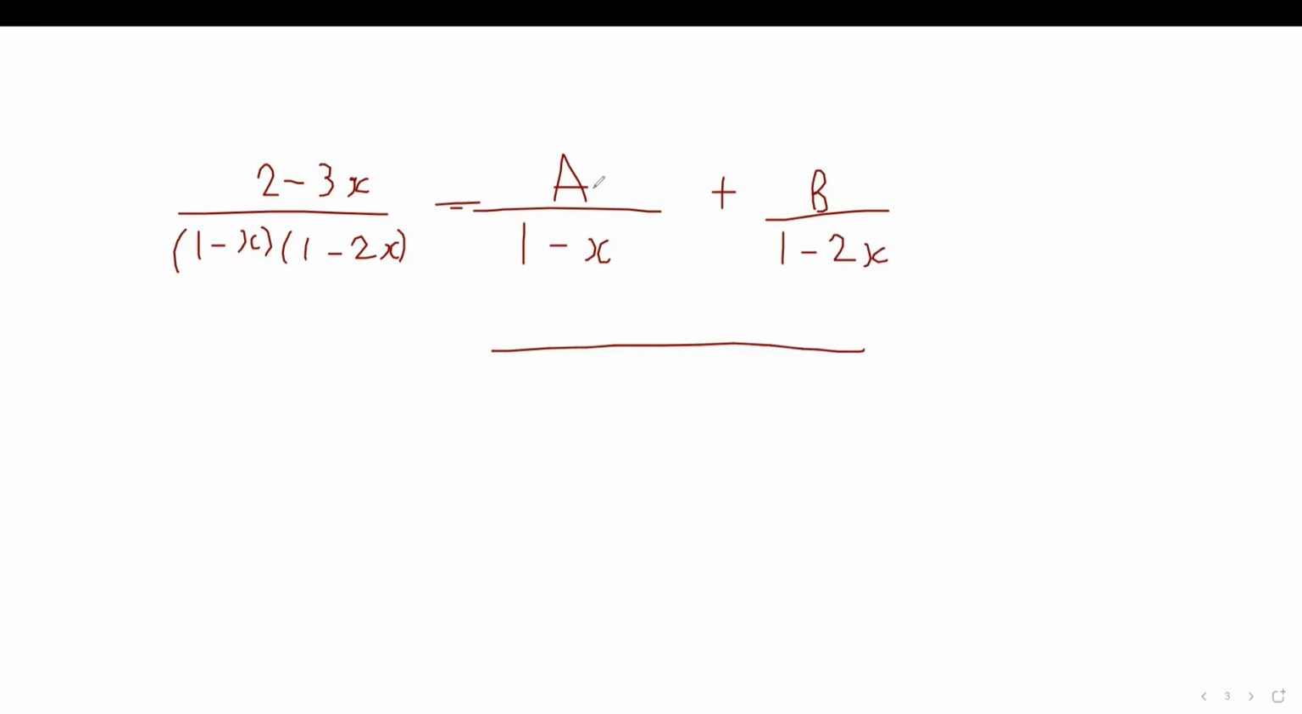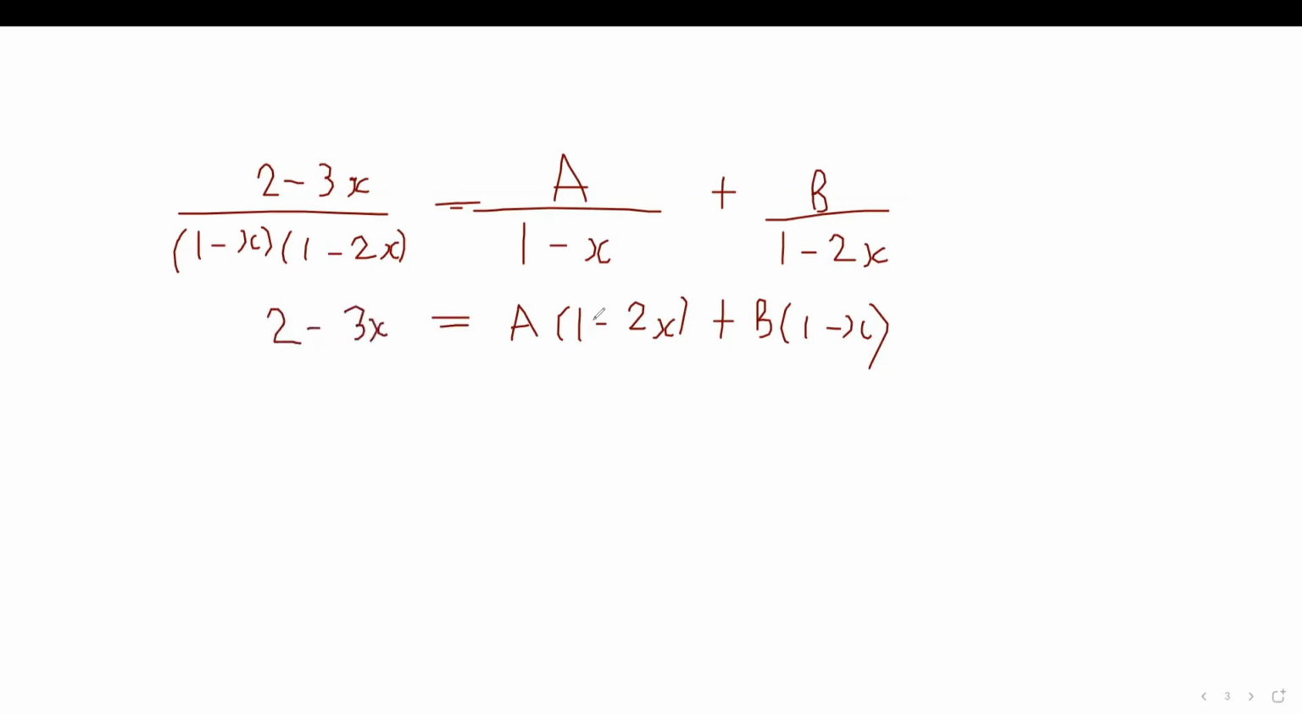So we bring up the 1 minus 2x, so it's a times 1 minus 2x, then plus b times 1 minus x, over the denominator. And then, of course, we can't bother putting it over the denominator because we're skipping steps. We just equate it to the numerator here, 2 minus 3x.